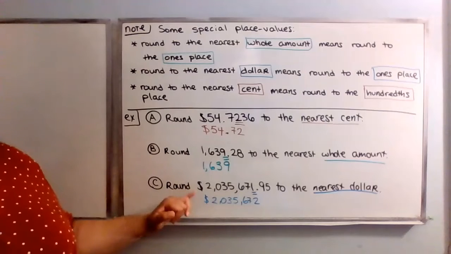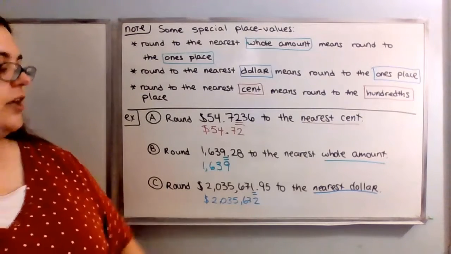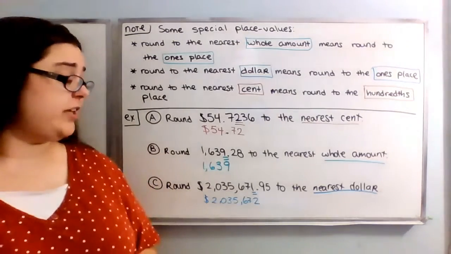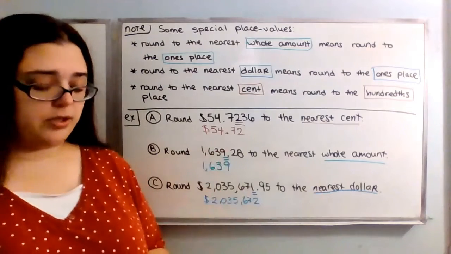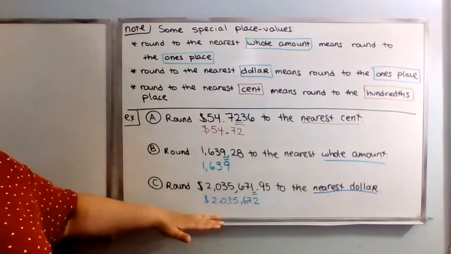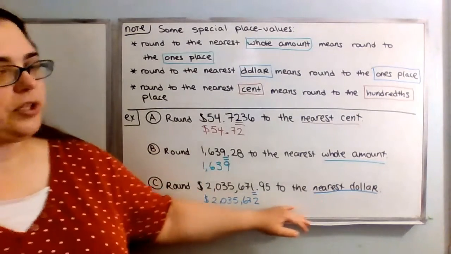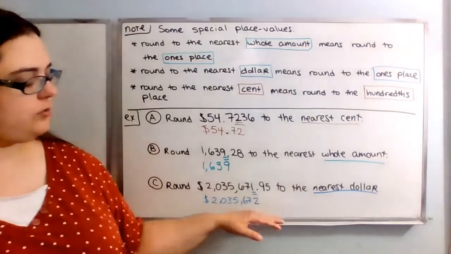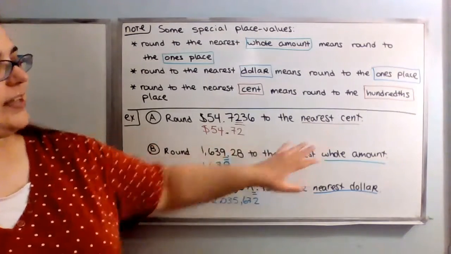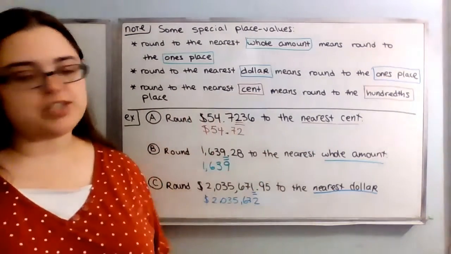So rounding this number to the nearest dollar looks like we ended up with $2,035,672, which is not a bill I would like to pay. It would be a sum that I'd like to win, but not to pay. So as with rounding to the nearest whole amount, when you round to the nearest dollar, there should be no decimal points left. Okay, so nothing on the right-hand side of the decimal point. Whereas when you round to the nearest cent, it should be like how we typically see money written, with 2 digits after the decimal point.